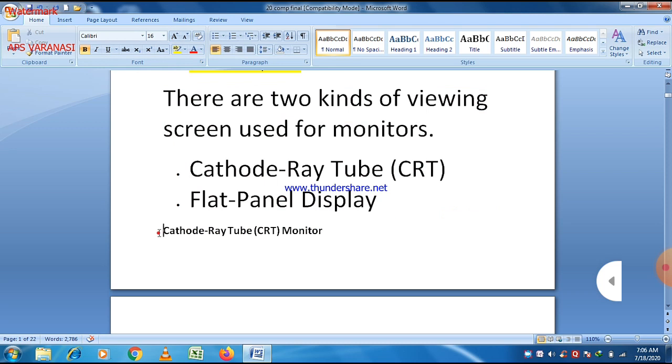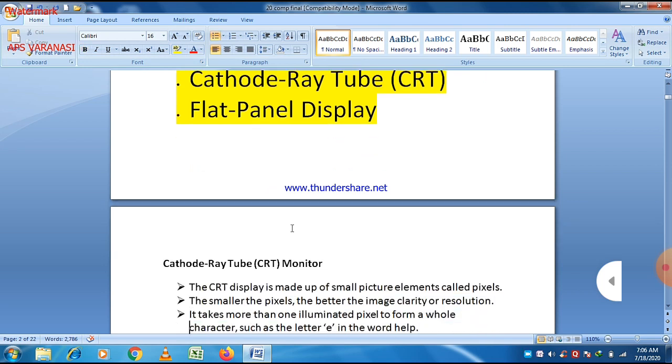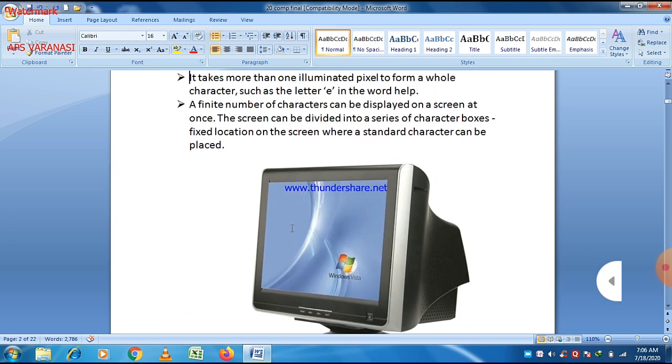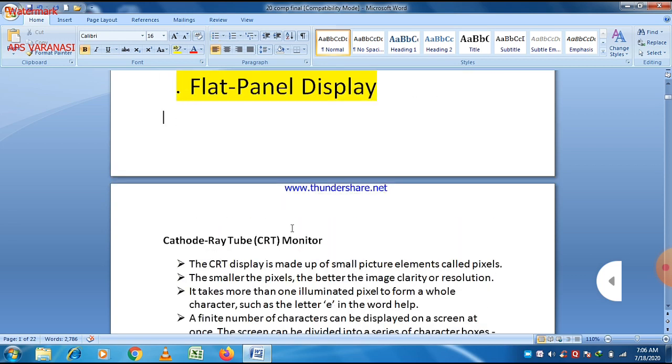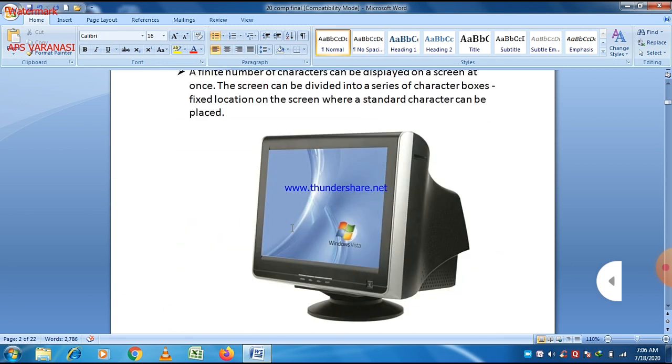So there are two basic types of computer monitor: cathode ray tube and flat panel display. These are called flat panel displays because they are totally flat, and we can hang them on a wall or put them easily on a table. That's why they are called flat panel display. But cathode ray tube monitors, as you can see, this is a CRT monitor, are very heavy monitors.